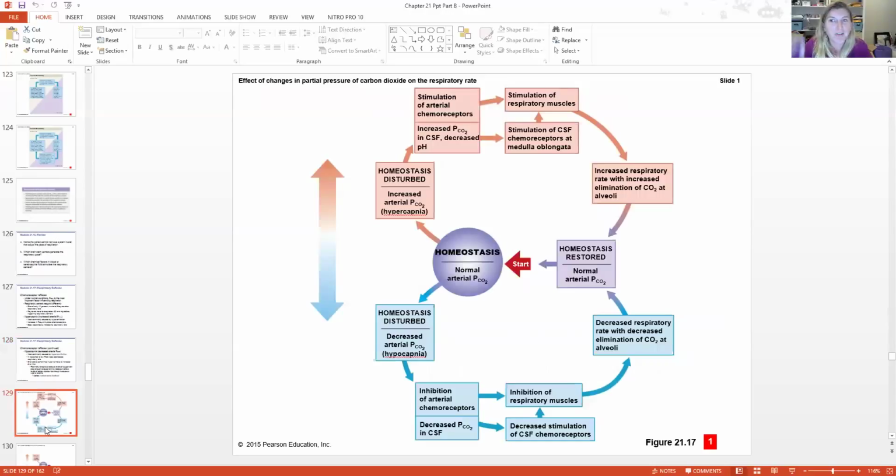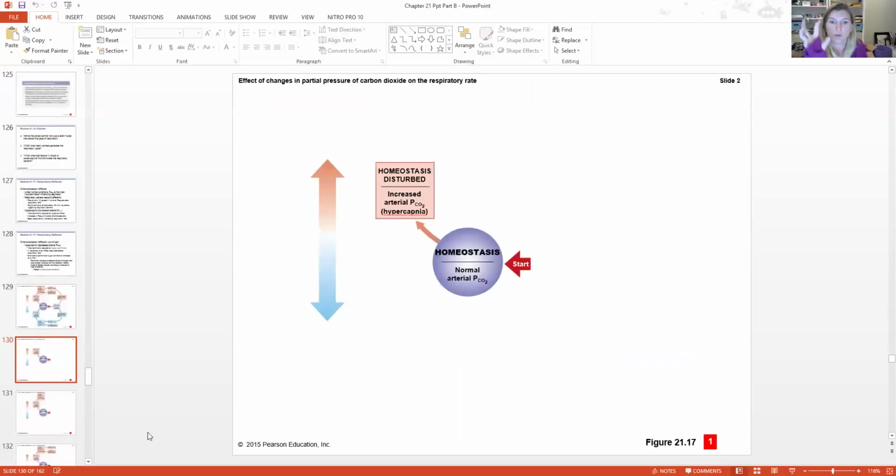So here you see the whole sequence chart in action. I suggest recreating this yourself on your own sheet of paper so that you understand the flow. It's not enough just to look at this diagram and trace it with your finger. You really need to draw this out.